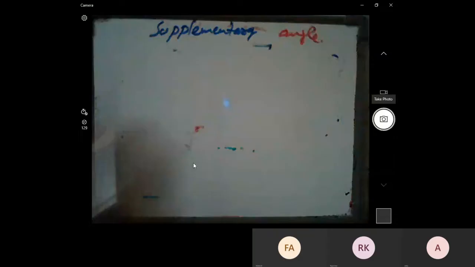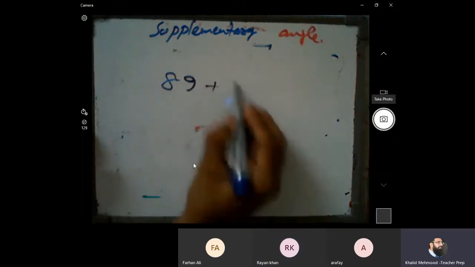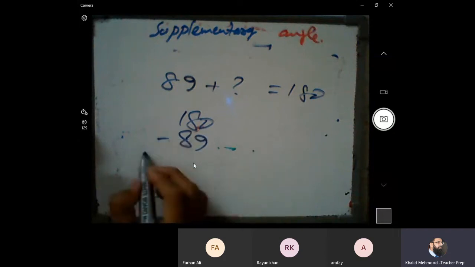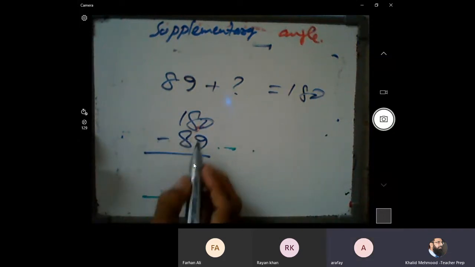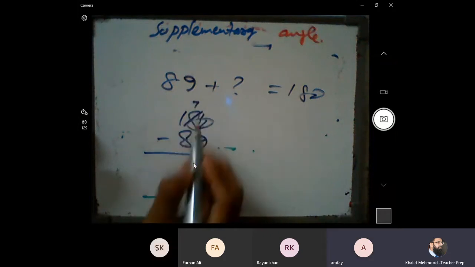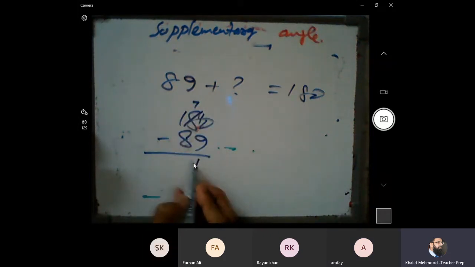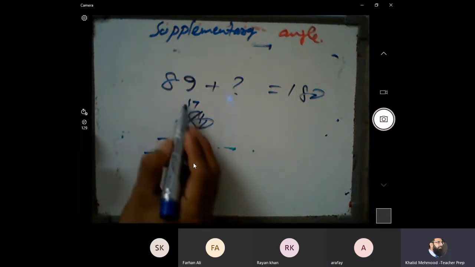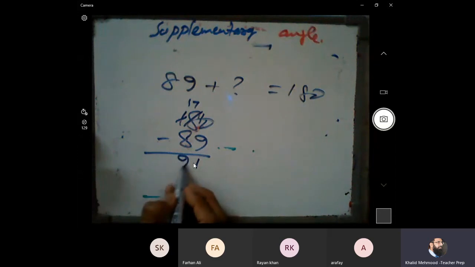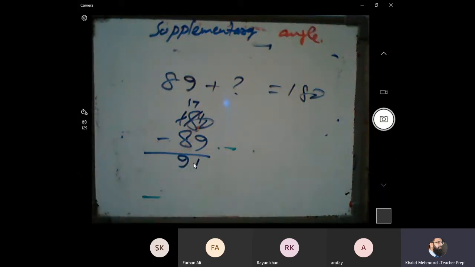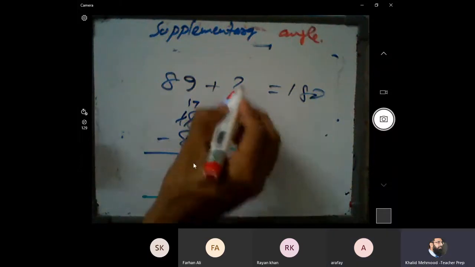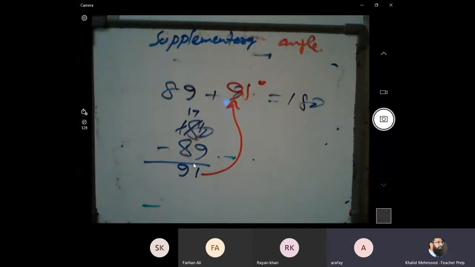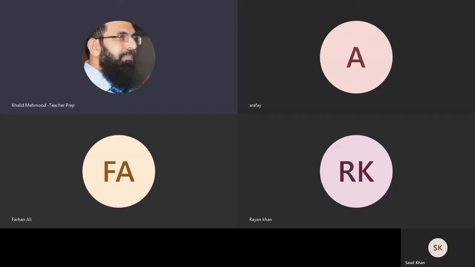It was 89, and plus what is 180? So what will we do? 180 minus 89. We'll carry, it becomes 10 minus 9 is 1, and 7 minus 8 could not be possible, so we'll take carry 1. So it becomes 17 minus 8 is 9. So the answer is 91 degree. Now you understand hopefully? So now come to the next one.